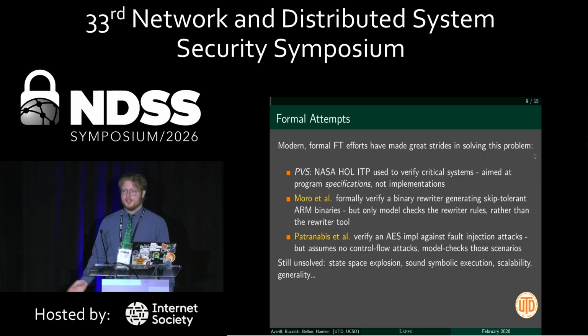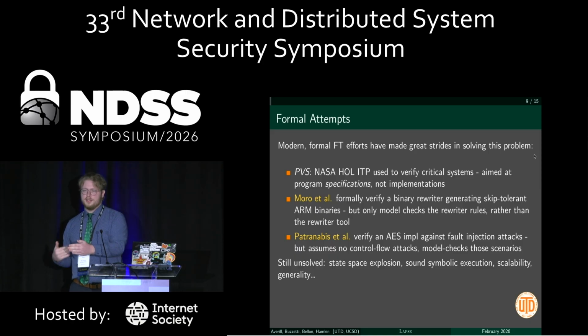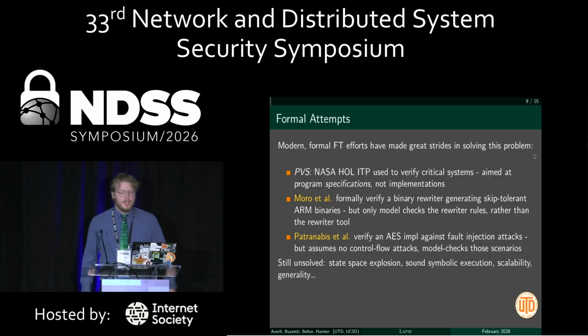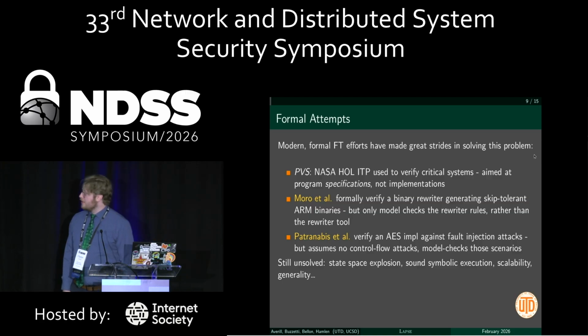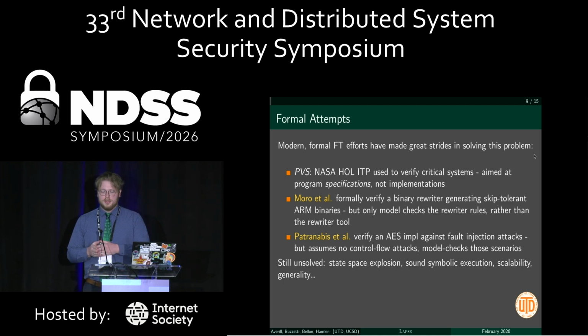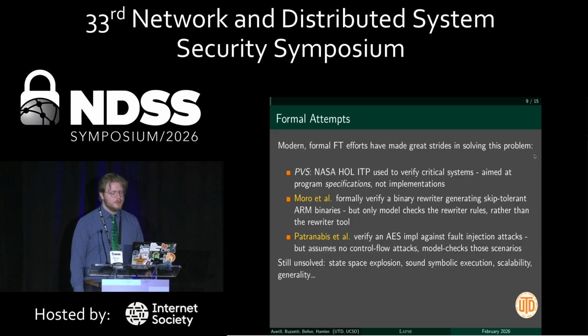For example, with PVS, you can't write a proof about a C program directly. You have to design your program in PVS and then extract it to somewhere else. So if you have legacy code, you're kind of out of luck. The rewriter project really only model checks the rewriter rules. It doesn't actually do any verification of the tool itself. So maybe the tool is written wrong, or there's a bug, or now you've got false confidence, which is honestly even worse than not having any confidence, right?